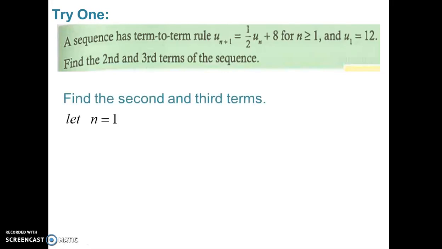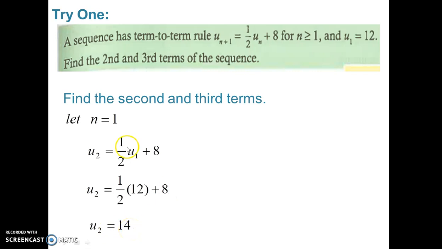Let's take a look. The second and third terms, again, begin with n equals 1. u2 is applied to this rule, so when n is 1, this becomes 2, this becomes 1. So to find u2, we need u1. You put u1, which is given to you right here, into the rule. So half times 12 plus 8. Half of 12 is 6 plus 8, 14.